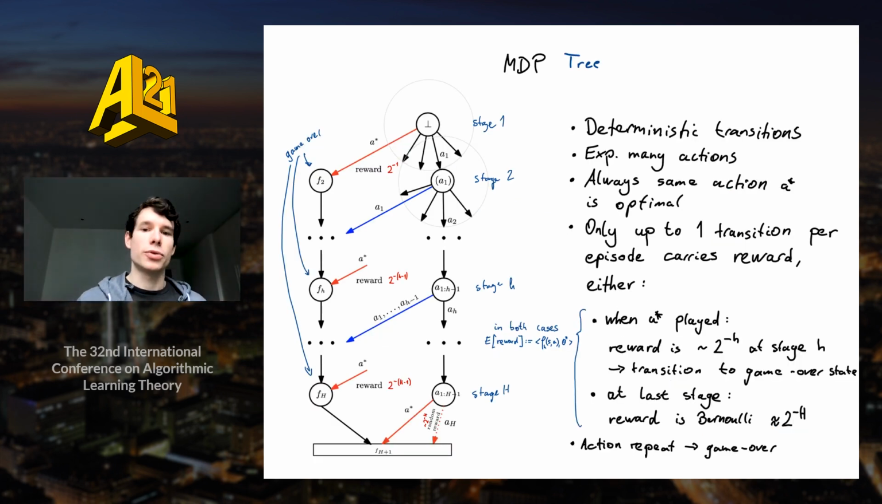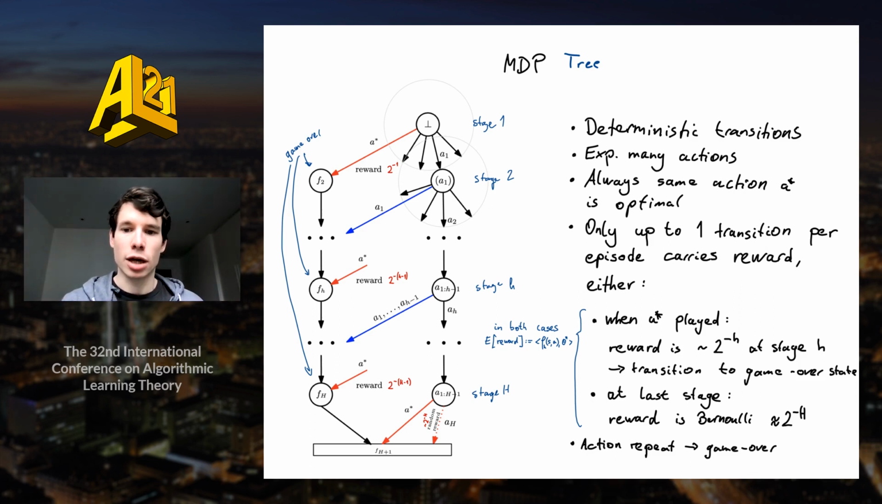All right, so we show the lower bound by showing a construction, that is, showing an MDP that satisfies the assumptions for which there is no planner that can solve this MDP in polynomial time. So this MDP is a tree. That means it will have deterministic transitions, and it will also have exponentially many actions. And always the same action A star is optimal, no matter where we are in this tree.